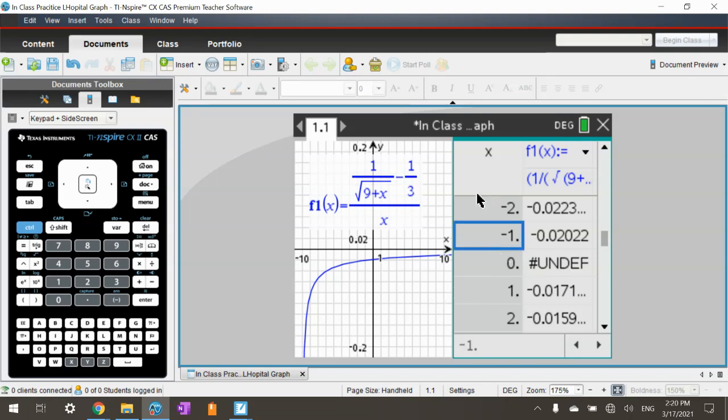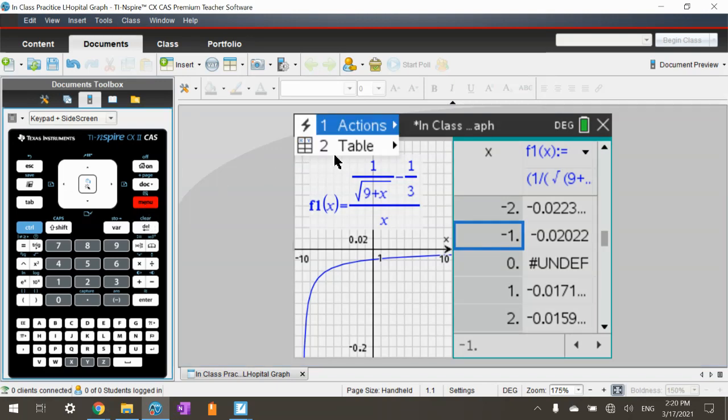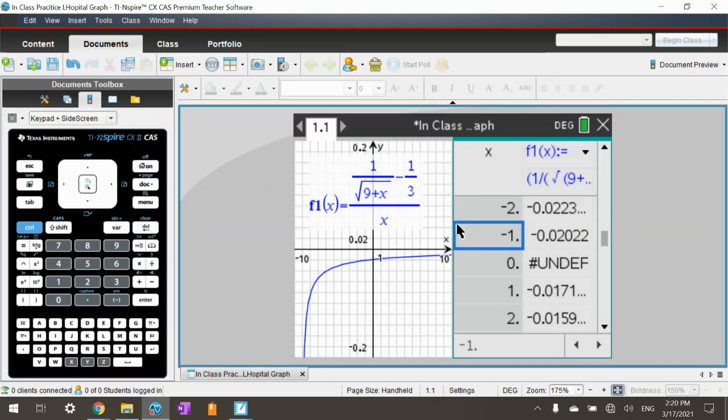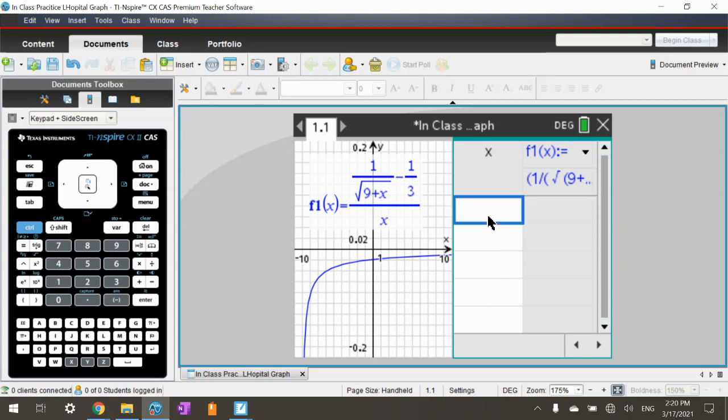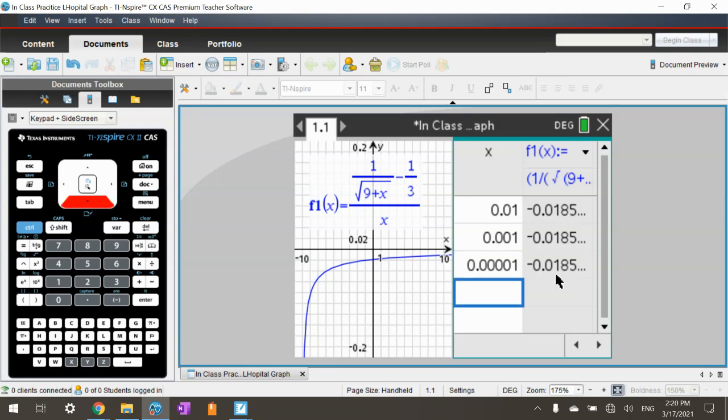While I'm highlighted on the table, I'm going to hit menu, then table, and edit my table settings, and change my independent to ask, because this is what I've shown you in class, and it wipes our table out. Then I'm going to get really close to 0. From the right, I'll do 0.01, then 0.001, and then 0.00001. So it looks like 0.815, actually 0.81503.